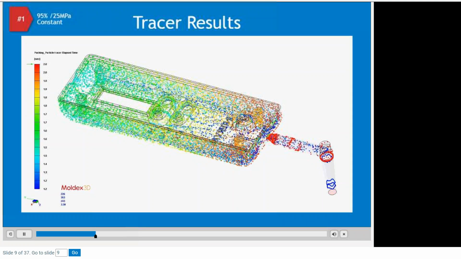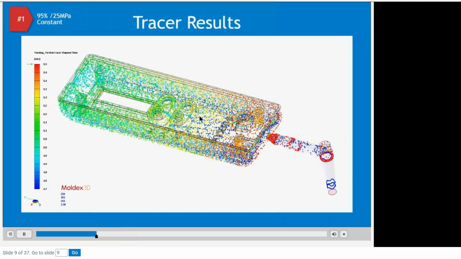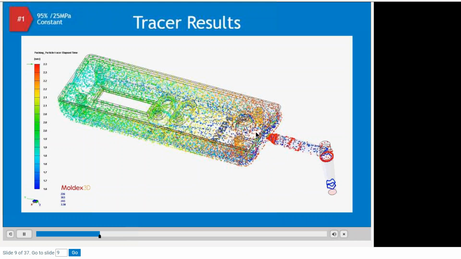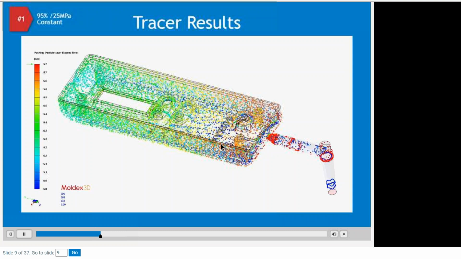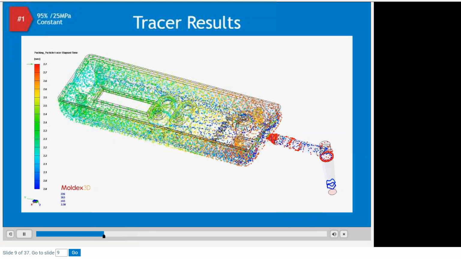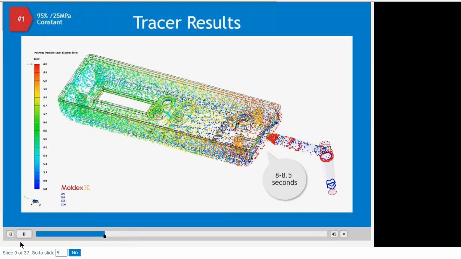Here you can see the tracer behavior in the first evaluation, with a switchover point at 95% and 25 megapascal constant pack pressure. The blue tracers indicate the path of the packing flow after the part is filled. Notice that the packing flow moves from the gate to the center section and then towards the outside corners. The flow stops between 8 and 8.5 seconds into the packing and cooling phase.